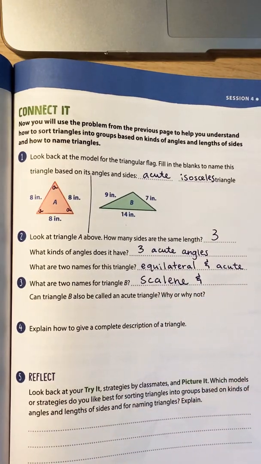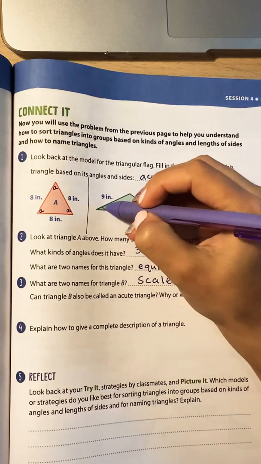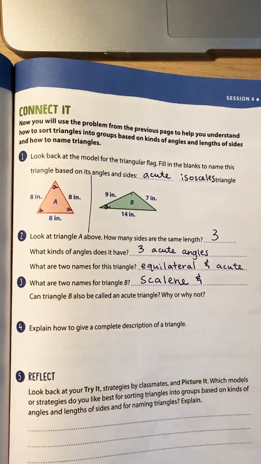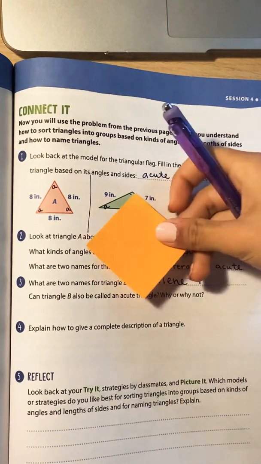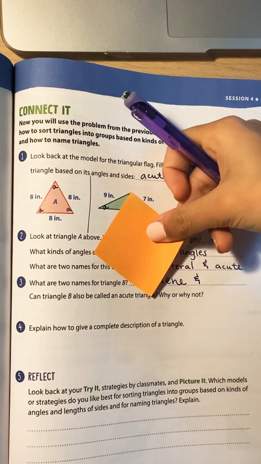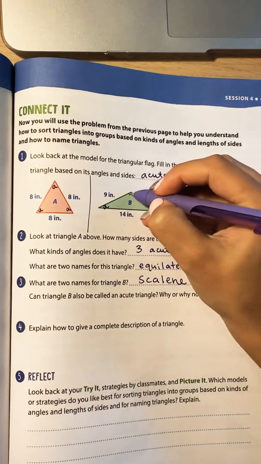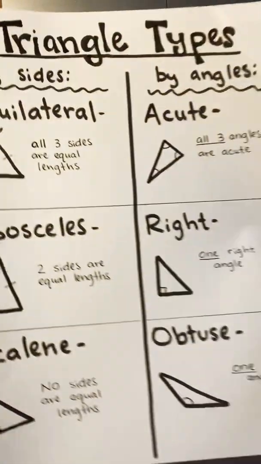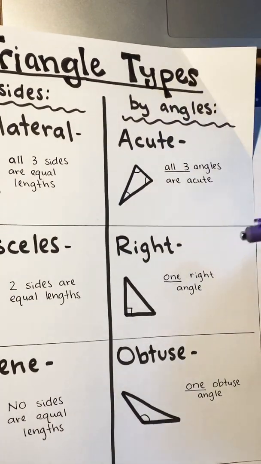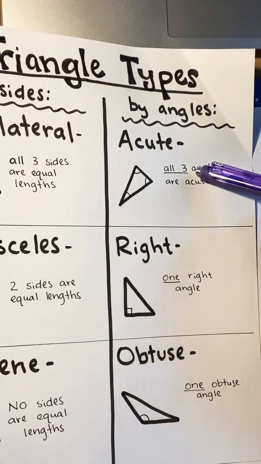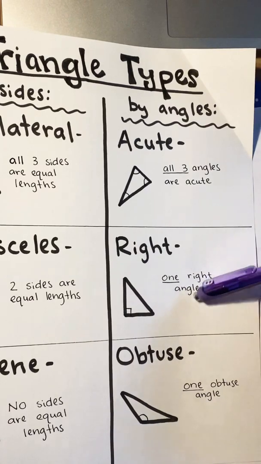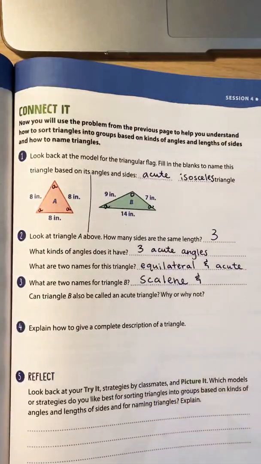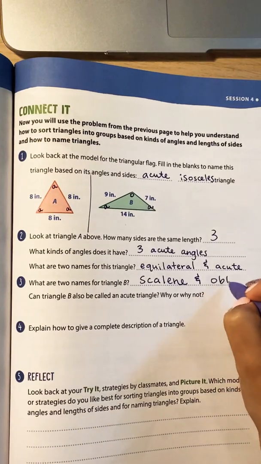And what's the angle name? So this is an acute angle. That one looks like obtuse, but I'm going to take my Post-it and check. Oh yeah, definitely an obtuse angle and an acute. So if I look at my poster for the angle types, not all three are acute. It doesn't have a right angle, but it does have one obtuse angle, so it's an obtuse triangle. Scalene and obtuse.